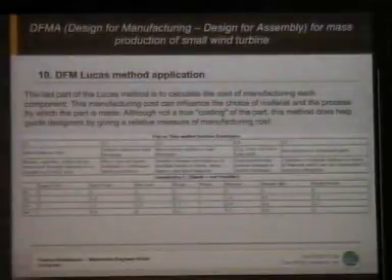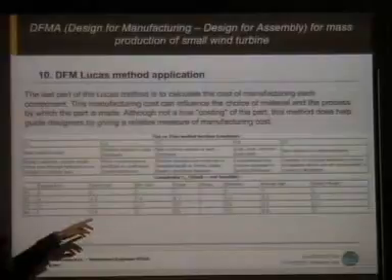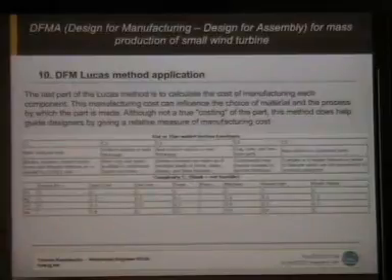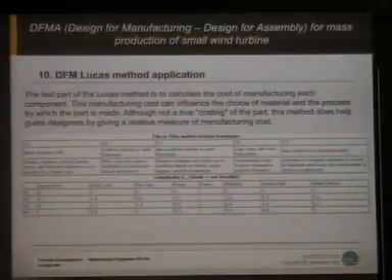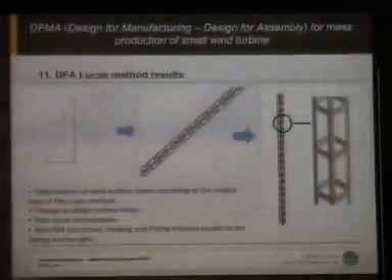It's the same way for the DFM Lucas method. For example, here you have a rate for complexity for each part. You can choose impact extraction, sand casting, die casting, forging, pressing, machining, powder metallurgy, or a plastic mold. Again, via Excel, I created a little interface that could easily get the index rate. So these are my results.